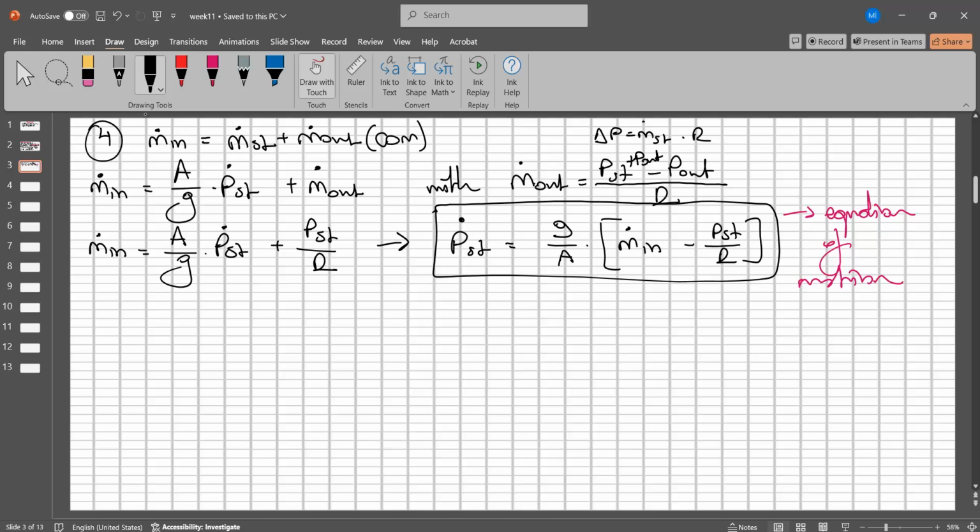Okay? You get it? Do you understand what I'm saying here? How we can derive this equation? Any question? Just see that we have the M in dot here, A divided by G times M out, and so we can rewrite the M out dot here, and reorganize the equation and we will get it. Just simple math.